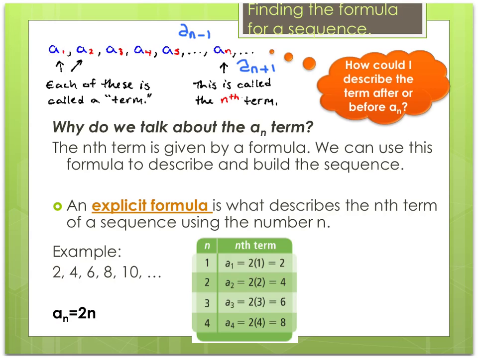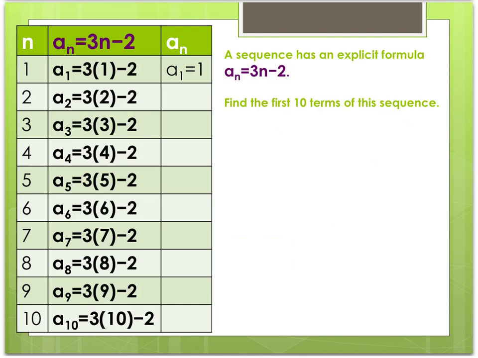If I want A sub 3, well then I plug in 3 everywhere I see an n, so 2 times 3 gives me 6. So the third term in our sequence would be 6. So this formula here represents the entire sequence, and I can build the sequence using just this explicit formula. So in this example, I'm given the explicit formula to be A sub n equals 3n minus 2. So this formula right here, this explicit formula, can build my entire sequence. So let's go ahead and do that. I want to find A sub 2. So when I plug in 2, I get 3 times 2, which is 6, minus 2, which is 4. So A sub 2 is 4.